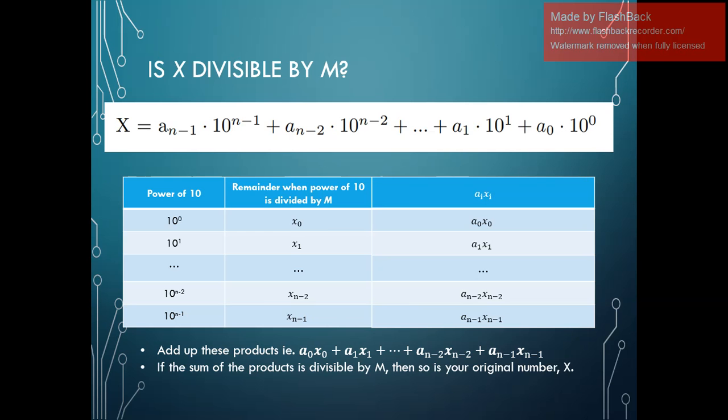However, if the sum of the products is too large for you to be able to work out whether it is divisible by n, then you can repeat the process using the number which you just worked out as your x number. Now we are going to go through some examples.